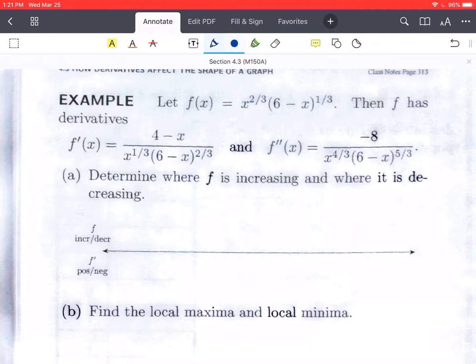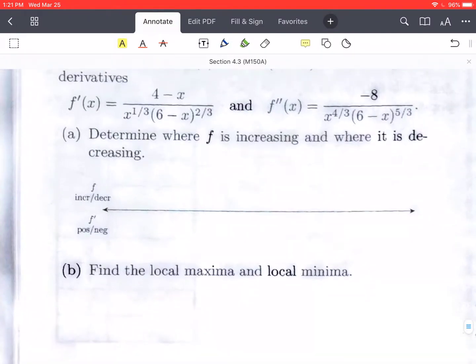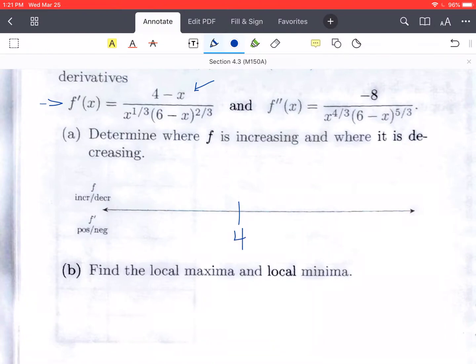So for increasing and decreasing, we need all the values where our first derivative is equal to 0 or does not exist. I know it's equal to 0 when x equals 4, because that would give me 4 minus 4, which is 0. And I also know it does not exist at 0, and also cannot exist when x equals 6. So those would be our critical points.